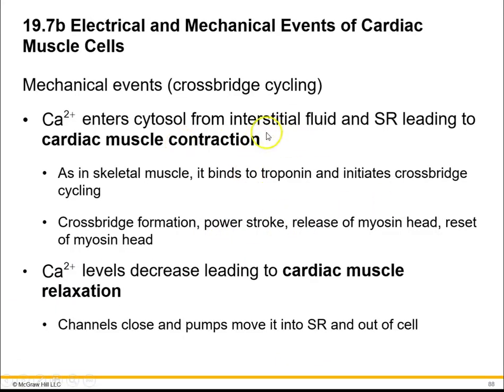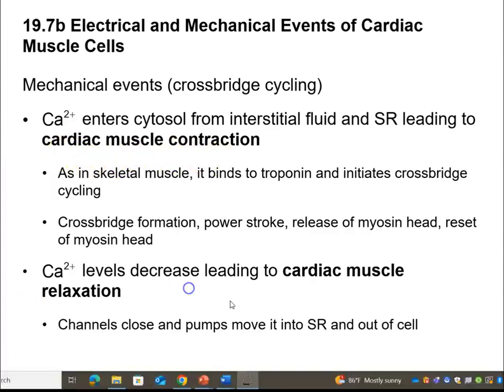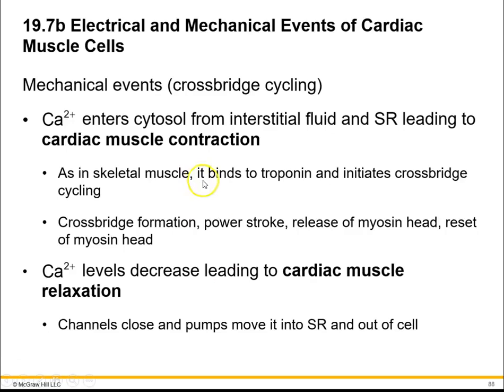Now, calcium is also playing a role in the actual contraction of the muscle fibers. So calcium enters from outside the cell, but it also enters from the sarcoplasmic reticulum. Remember, that's that storage network of calcium inside of the muscle cell. And when this calcium enters the muscle cell, it's going to cause muscle contraction. And how it happens, remember, it's going to be like skeletal muscle.